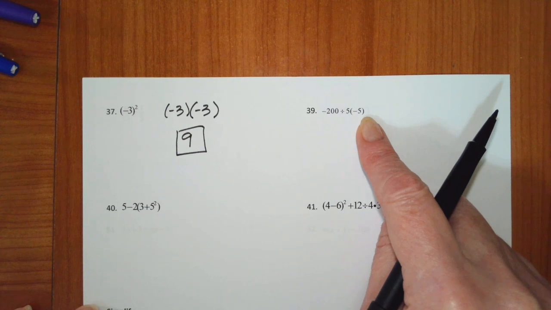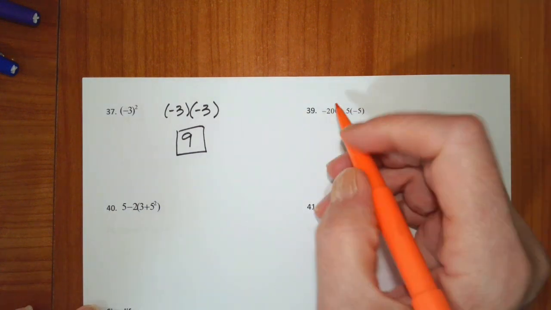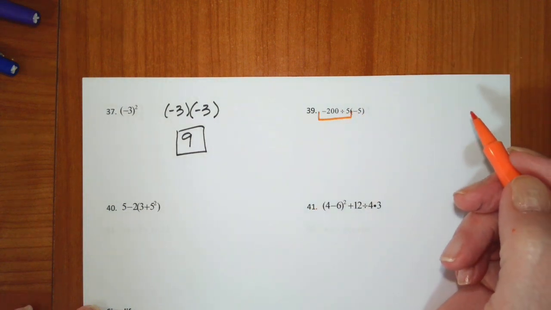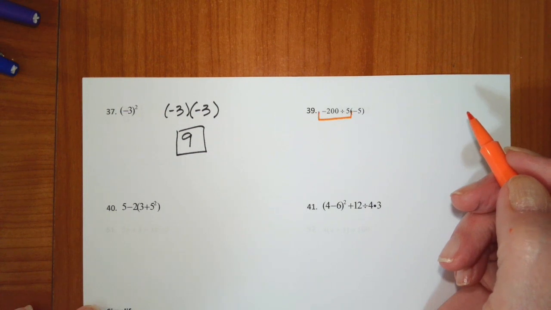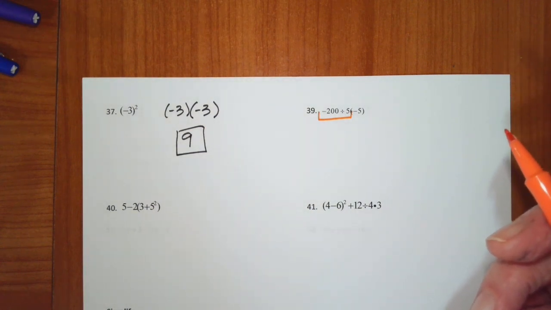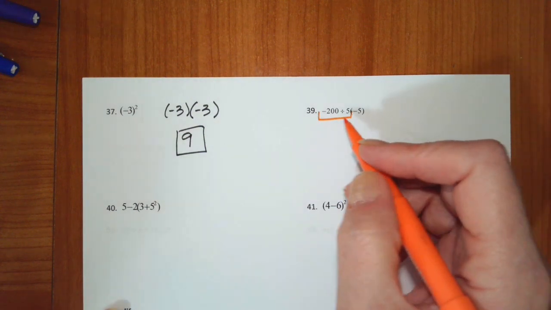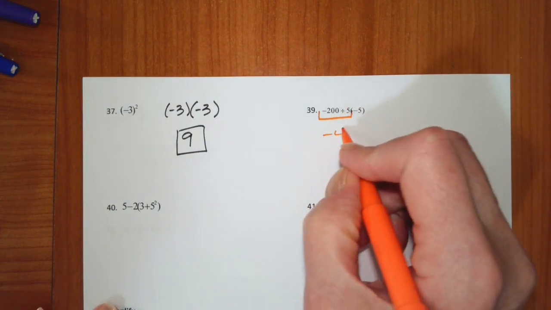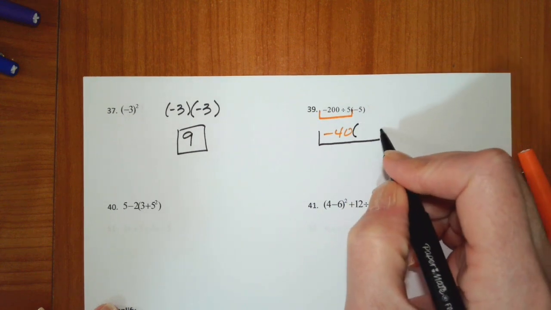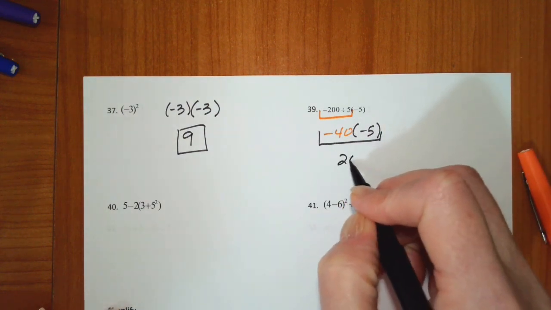Okay, on 39, my operations are division and multiplication. I have to do these in order from left to right, which means I am going to do the division first. Negative 200 divided by 5 is negative 40. And then I'm going to multiply that times negative 5, which gives me a positive 200.